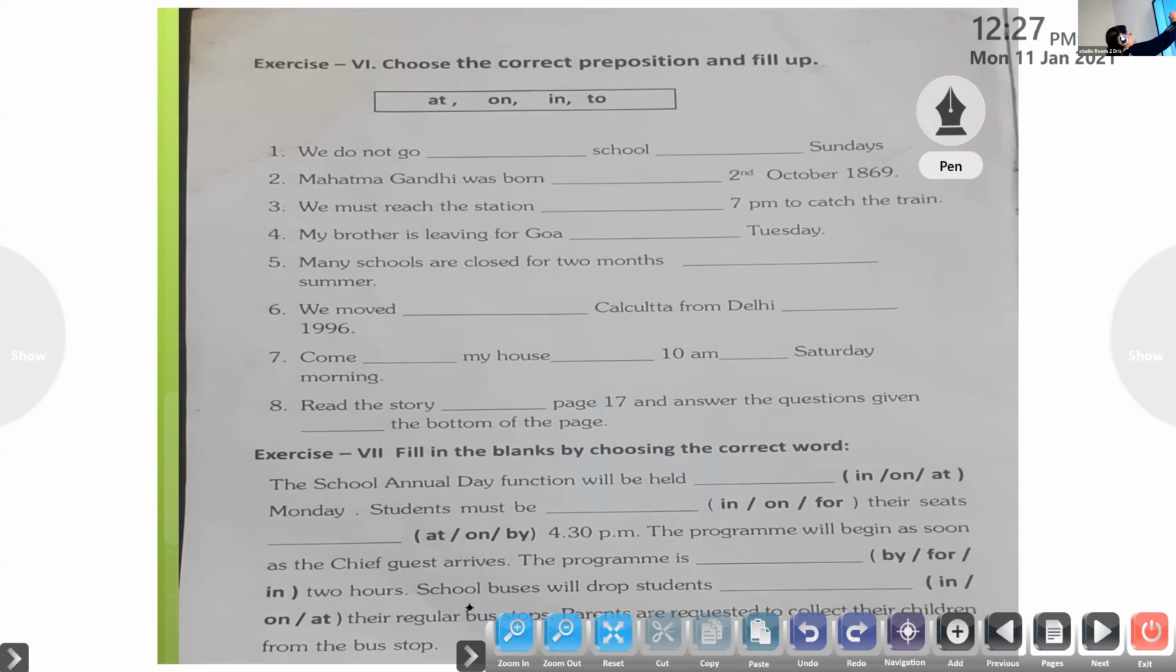Yes, Anna, come on. Do the first one for me. Page number 38. All of you, please take page number 39 and do the first one, Anna.